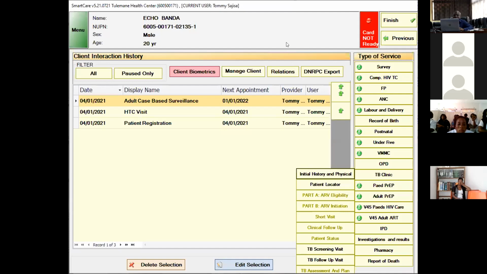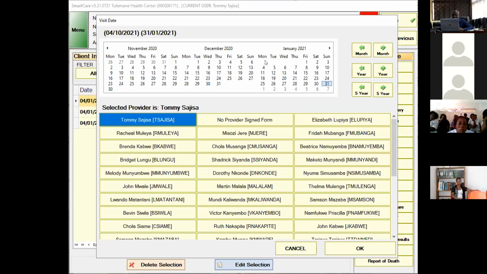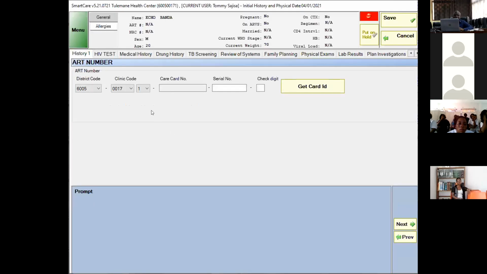So we'll get the date. This is one common mistake that providers make. They click on OK when the date opens. When you click on OK, it means you are getting the default or the current date. The system defaults to the current date. So ensure that you go to the calendar and get the date when that interaction was conducted. Then you click OK.